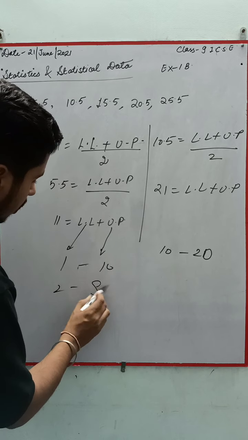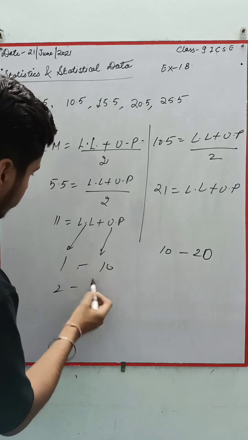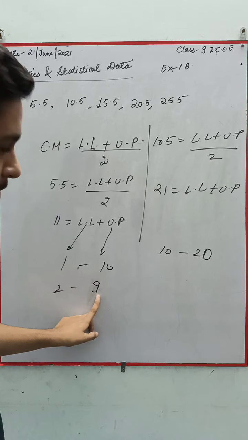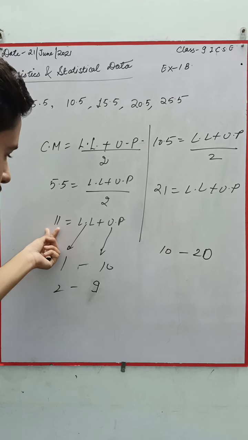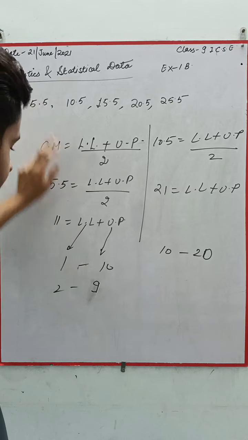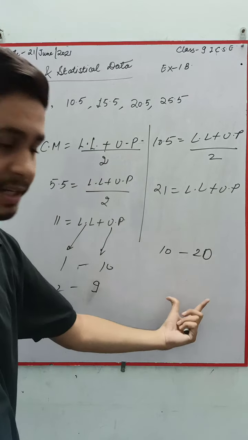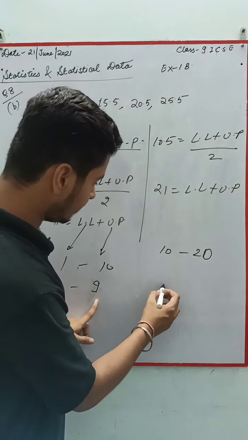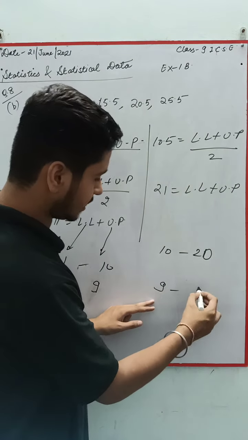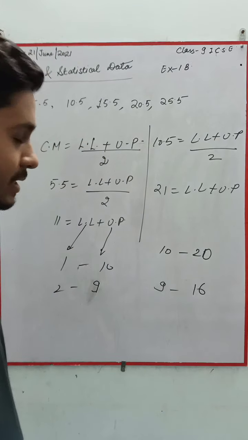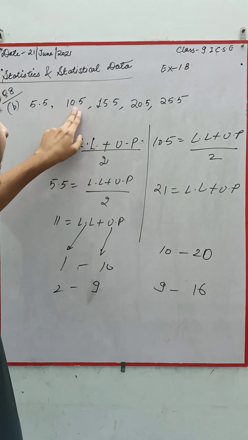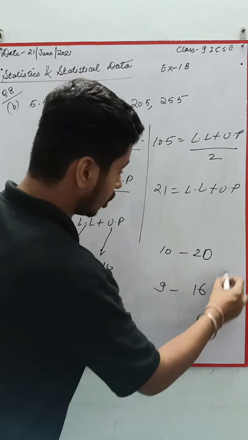Let's take 2 and 9. Yes, 2 plus 9 is 11, no issues, and the middle term is also 5.5 because 2 plus 9 divided by 2 is 5.5. Keeping in mind this interval, let's build the next one. There is a difference of 7, so we add 7 here: 9 to 16. 9 plus 16 is 25, and 25 divided by 2 is 12.5, but 10.5 is needed, so this is also not acceptable.